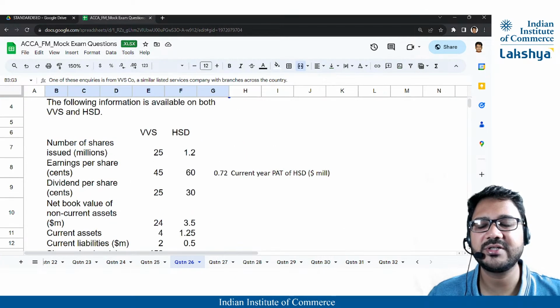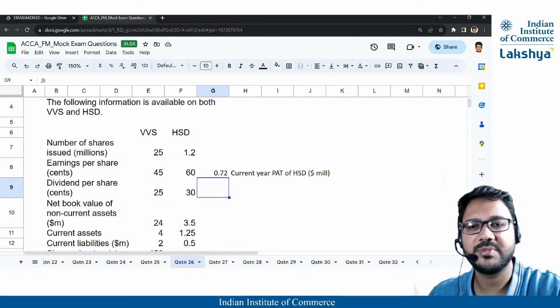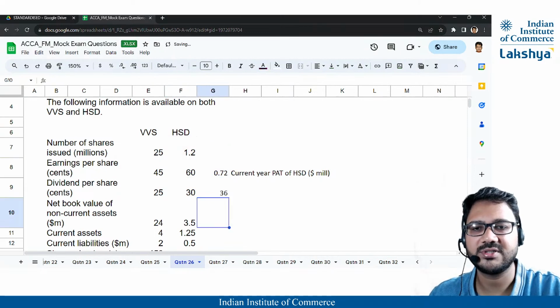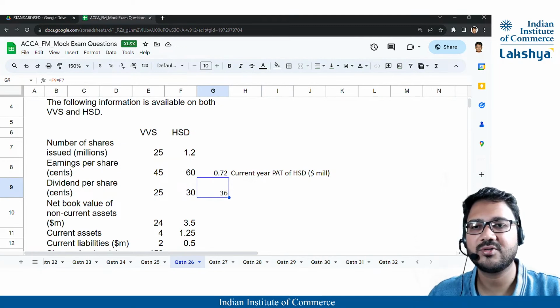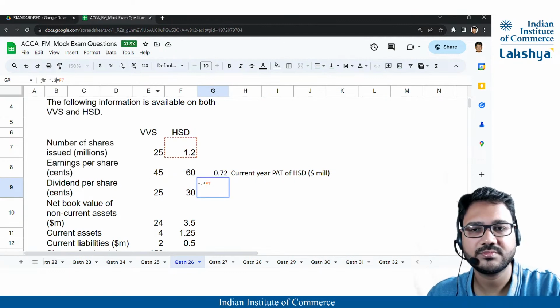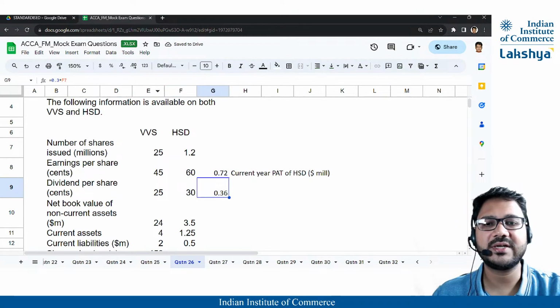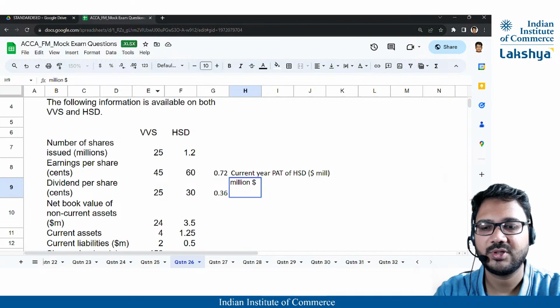Firstly, we need the dividend. Any information on dividend? Yes, dividend per share has been given to us. It's 30 cents. We'll do the calculations here because it's easier. It won't be 30, it will be 0.3 because this is cents. So 0.3, that is $36 million, is the dividend.